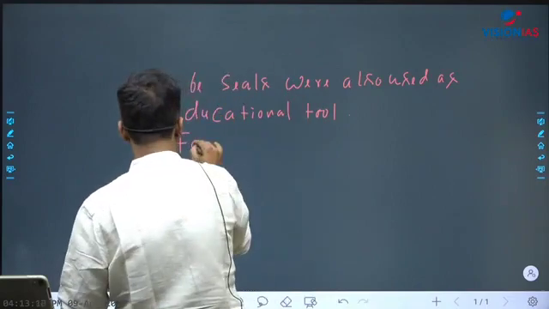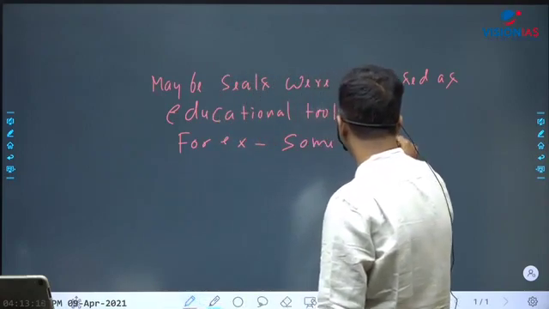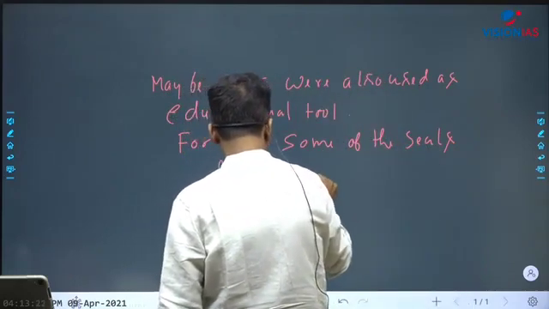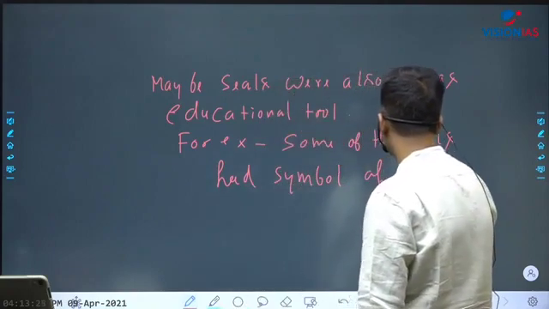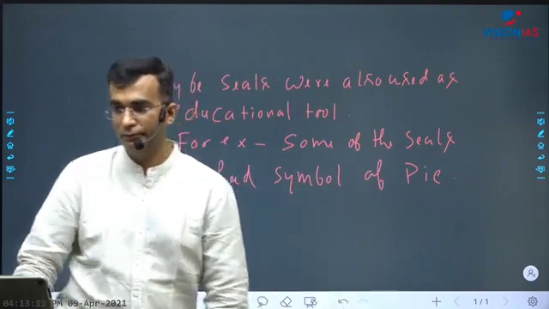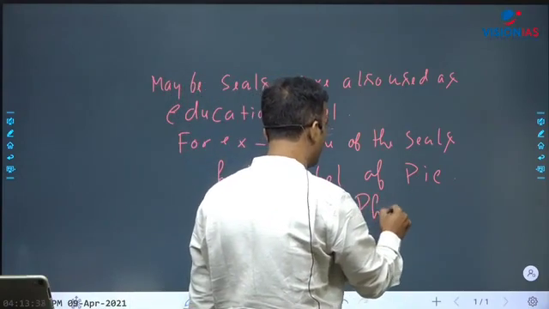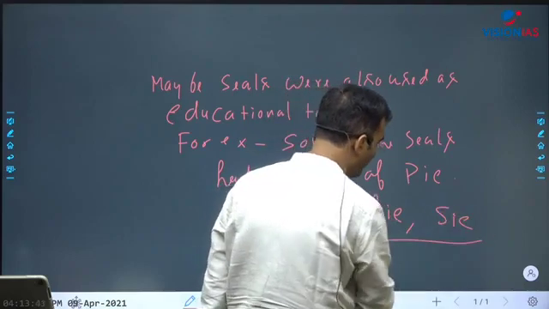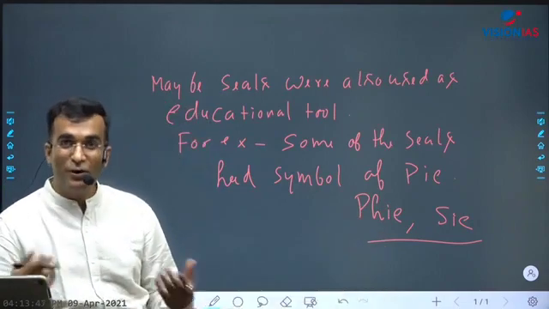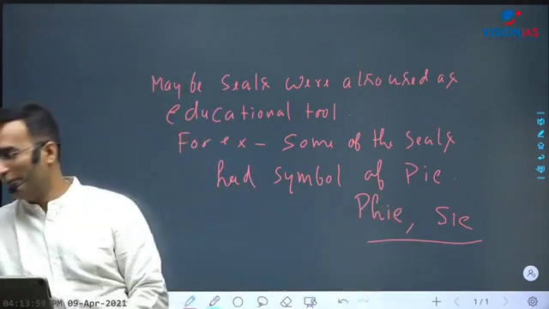For example, some of the seals had the symbol of pi. Even pi, phi and psi. Symbol of pi, phi, psi. Spelling गलत हो सकता है, but भावनाओं को समझना ठीक है. Pi का तो गलत लिखा. I don't know how you write phi, but pi, phi, psi.